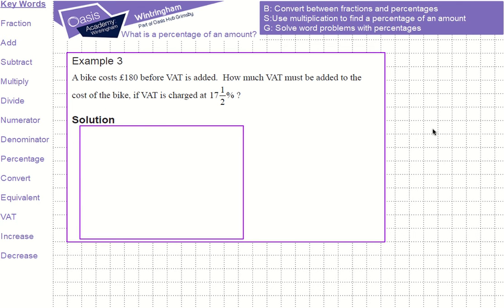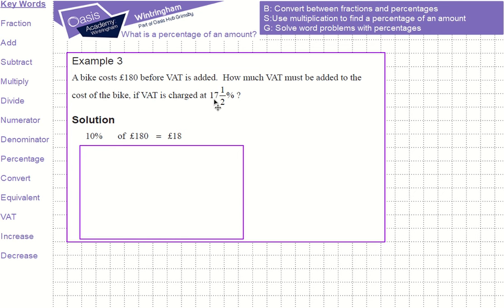And example number 3, so this will be our last example. A bike costs £180 before VAT is added. How much VAT must be added to the cost of the bike if VAT is charged at 17.5%? So VAT is what we call value added tax. Anything that's sold in a shop, well, there's some things that are excluded, but most things that are sold in shops have this extra tax added on. And sometimes, I'm not sure if it still is now, but in the past it used to be 17.5%. And let's have a look at our solution.